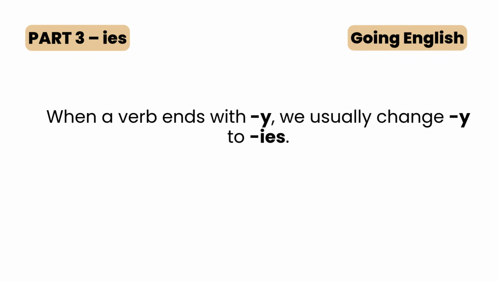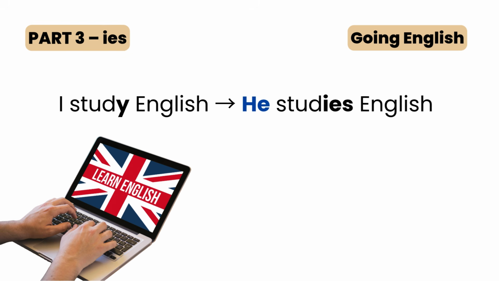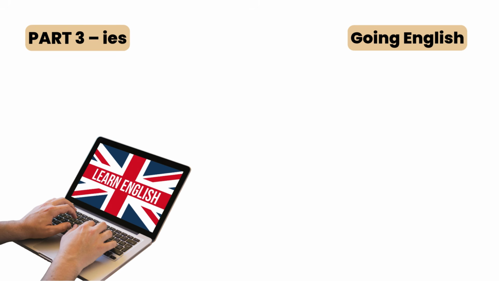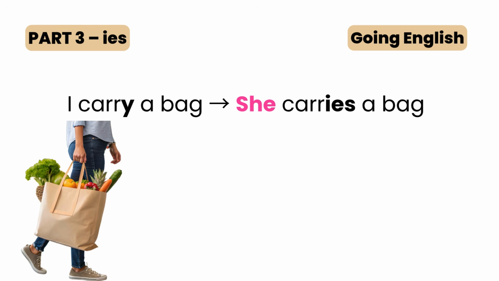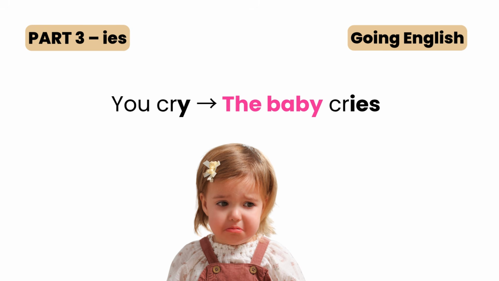Now, let's check some examples with verbs ending with ies. When a verb ends with y, we usually change y to ies. I study English, he studies English. I carry a bag, she carries a bag. You cry, the baby cries.